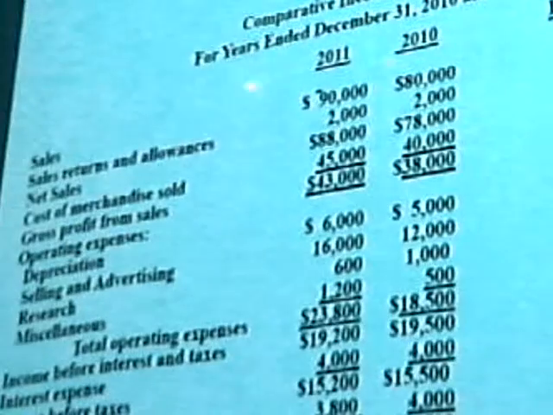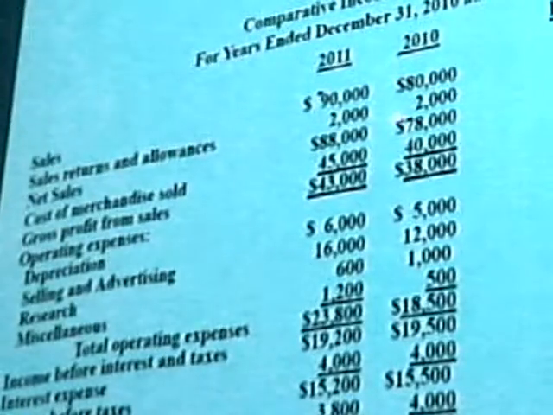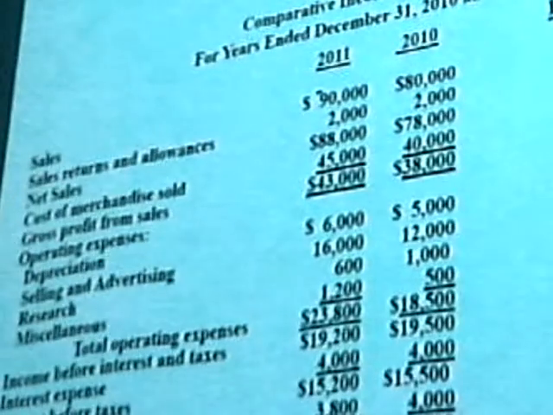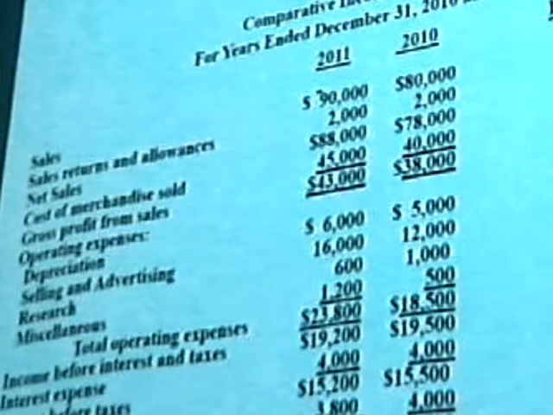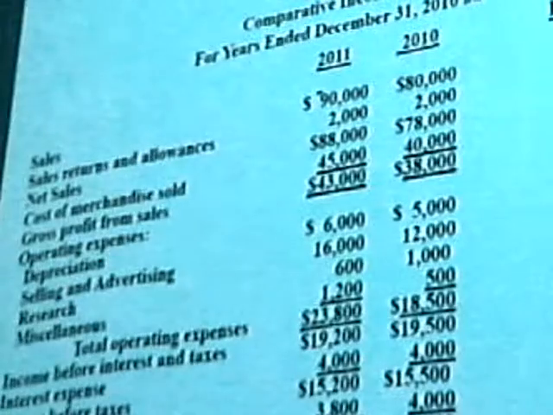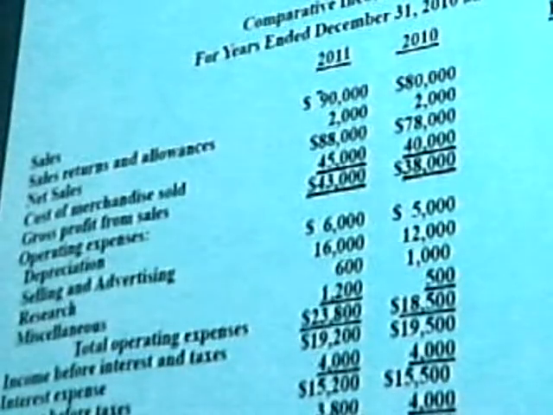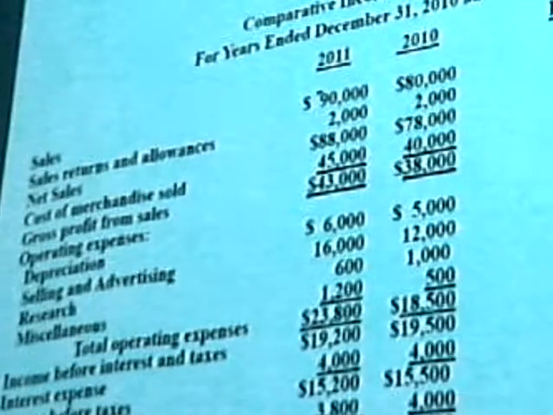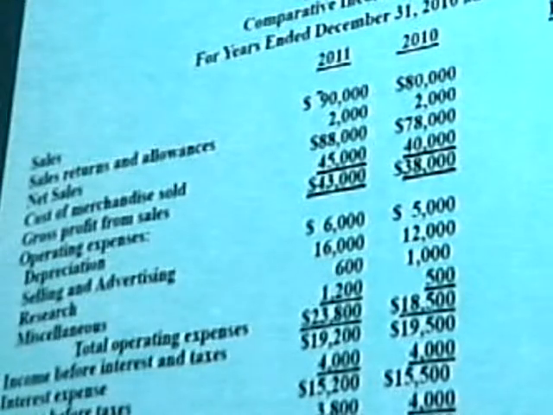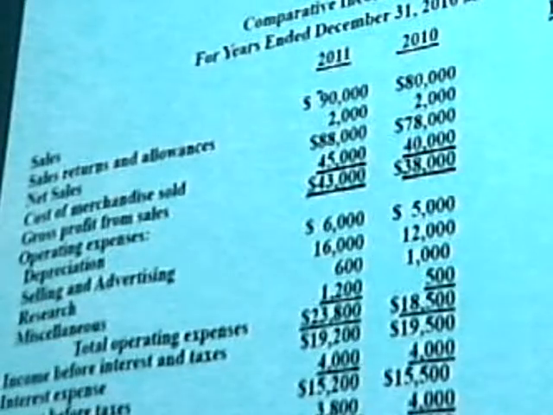Here's 2010, here's 2011. Horizontal analysis, but it's the income statement. So we did horizontal analysis on the balance sheet, now we're doing it on the income statement, okay? Is there any difference in this one? There's always some difference, but it's basically the same. I think it might be the same exact way, actually. 90,000 minus 80 is 10.